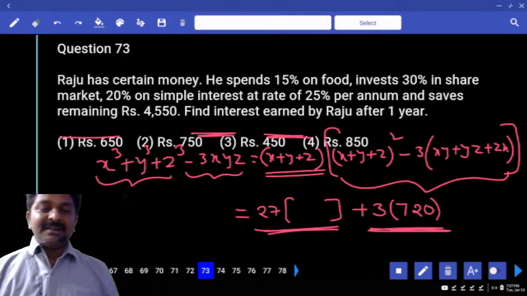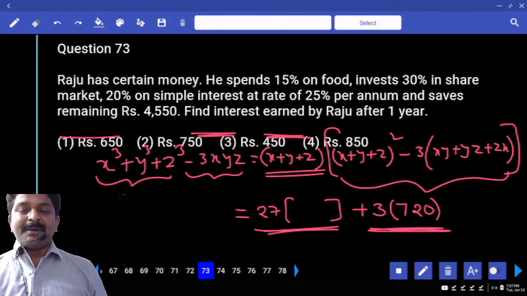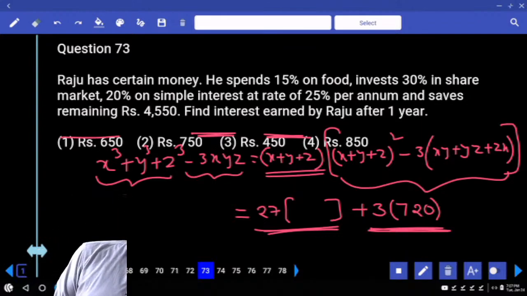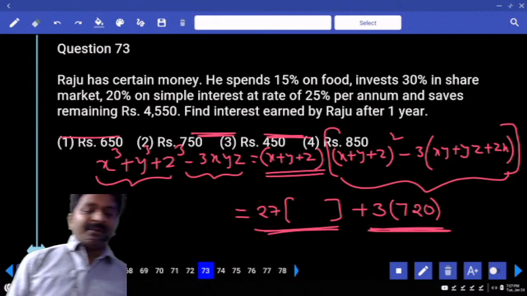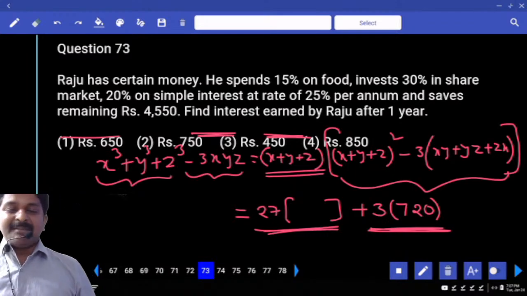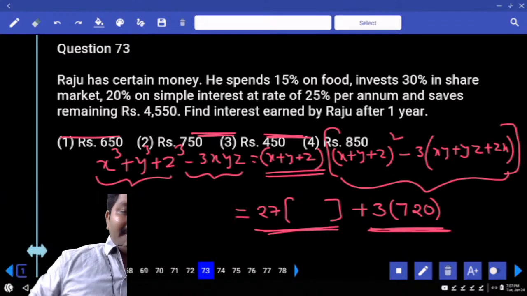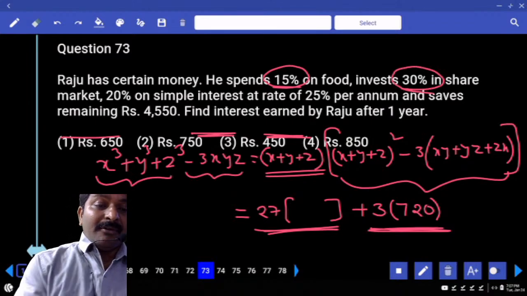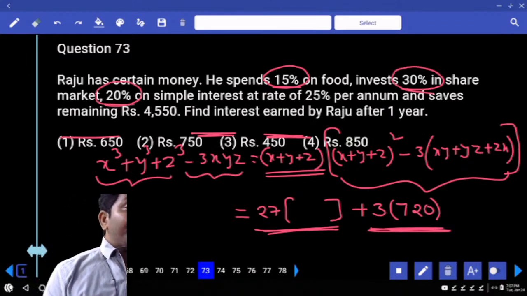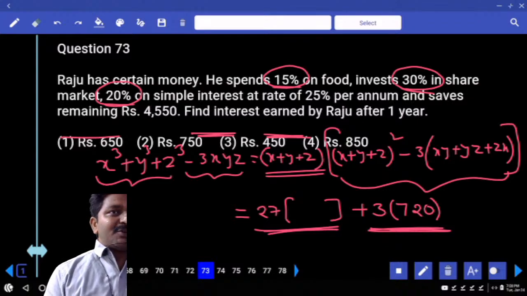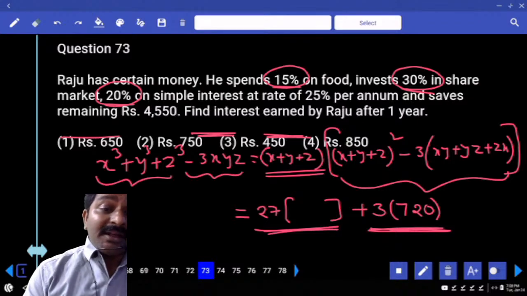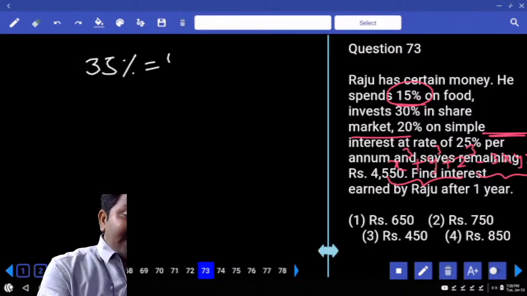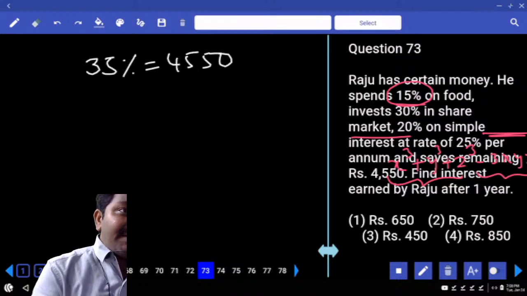Raju has certain money. He spends 15% on food, invests 30% in the share market, 20% in simple interest at the rate of 25% per annum, and saves the remaining. Savings are the remaining money. So far, 15 plus 30 is 45, plus 20, 65% is over. How much is remaining? 35%. Then 35% is equal to savings, which is 4550.